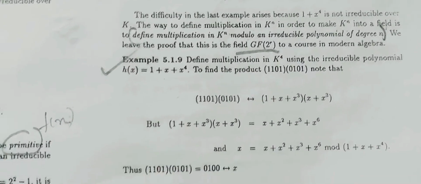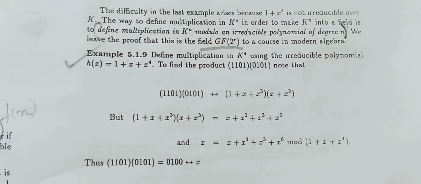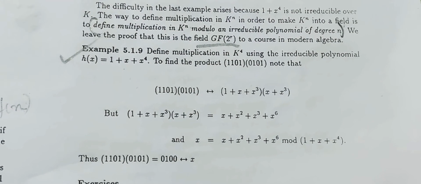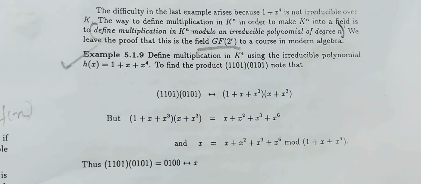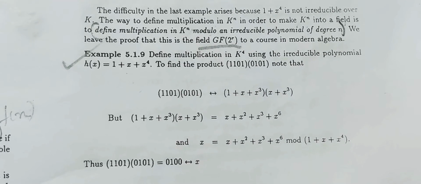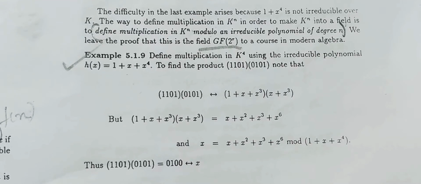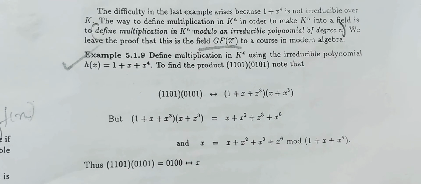Okay. So here the first example is to define the multiplication in K raised to 4 using the irreducible polynomial. So here h of x is the irreducible polynomial 1 plus x raised to 4. We have to find the product 1 1 0 1 into 0 1 0 1. The product we consider is multiplication modulo h of x. So first, what do we do?